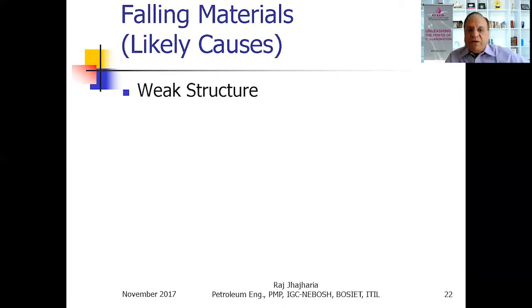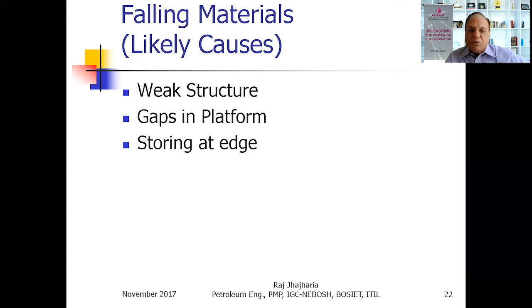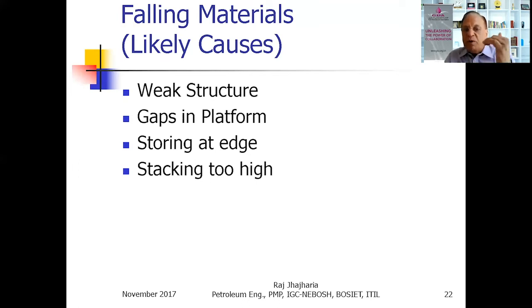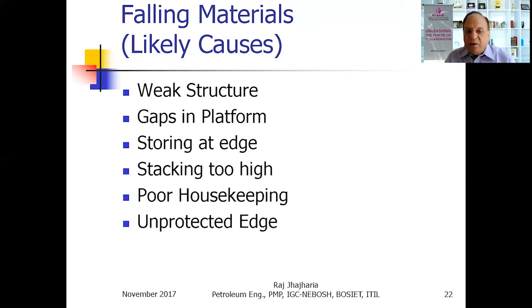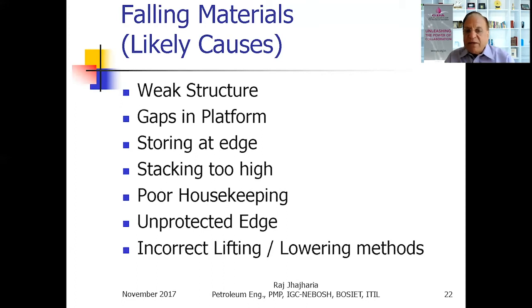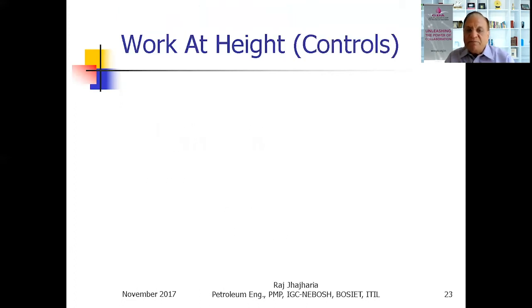Now for falling material, what are the likely causes? The structure is weak, there is a gap in the platform, there is poor storing, you store things at the edge. If you keep something on the edge of a platform, of course it will fall. Stacking too high, you keep one thing above the other, and if you keep building this height too much, there is a chance of falling. Poor housekeeping, unprotected edge, incorrect lifting and lowering method.